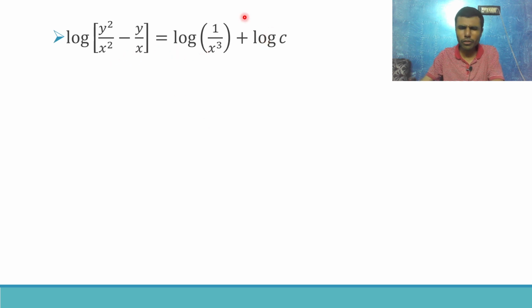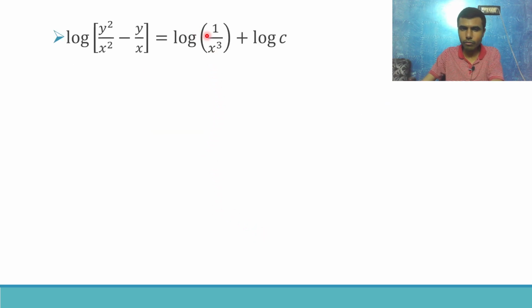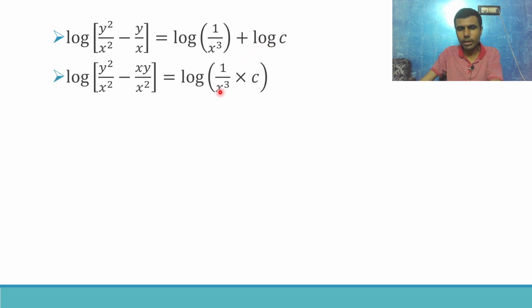Before that, I wrote x power minus 3 as 1 by x power 3. That is another property from exponents. It states that a power minus m is nothing but 1 by a power m. So log of x power minus 3 is log of 1 by x power 3 plus log c. Now this would be nothing but log of 1 by x cube into c. I told that log a plus log b is log ab, so 1 by x cube into c. So this is what I get.